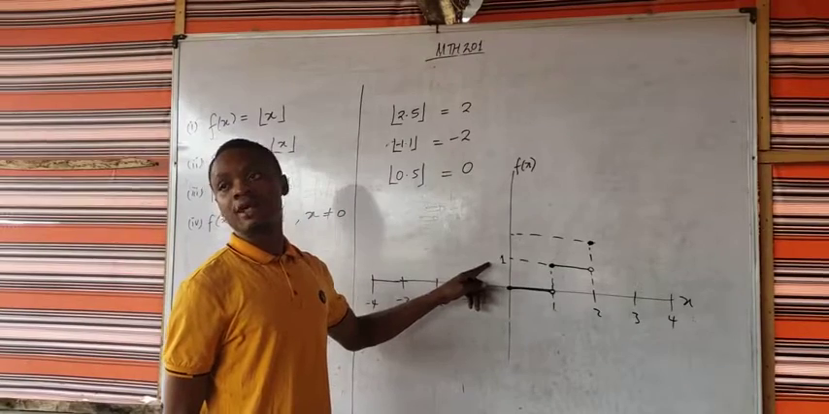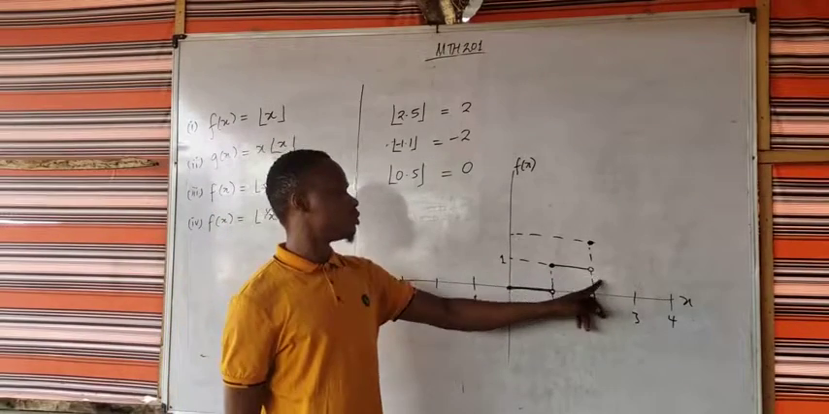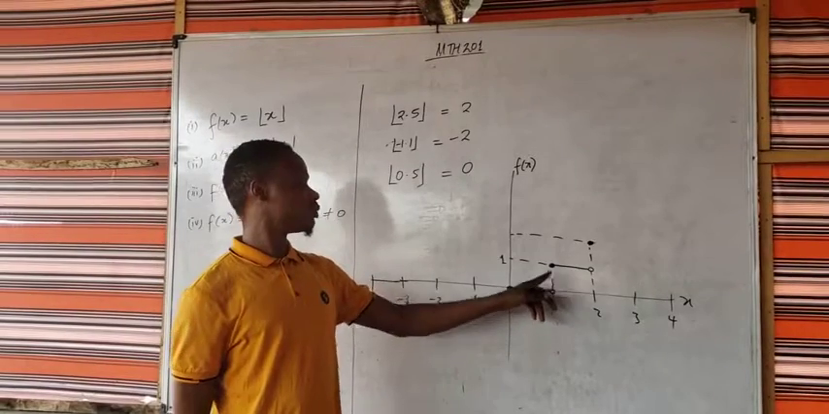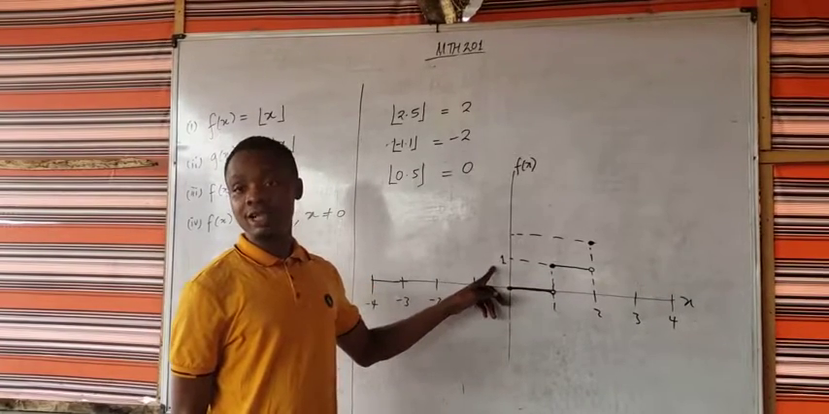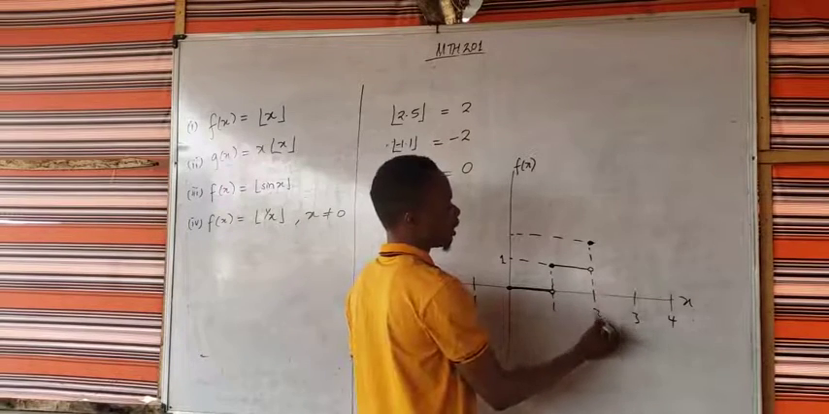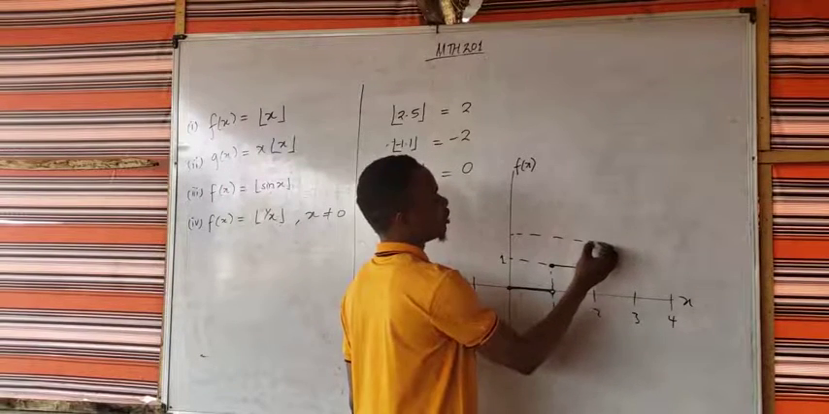Then if you go between 1 and 2, for all values you have between 1 and 2, the greatest integer less than or equal to it will be 1. Does it make sense? So that's how you get this. And then immediately you get to 2, the value becomes 2.